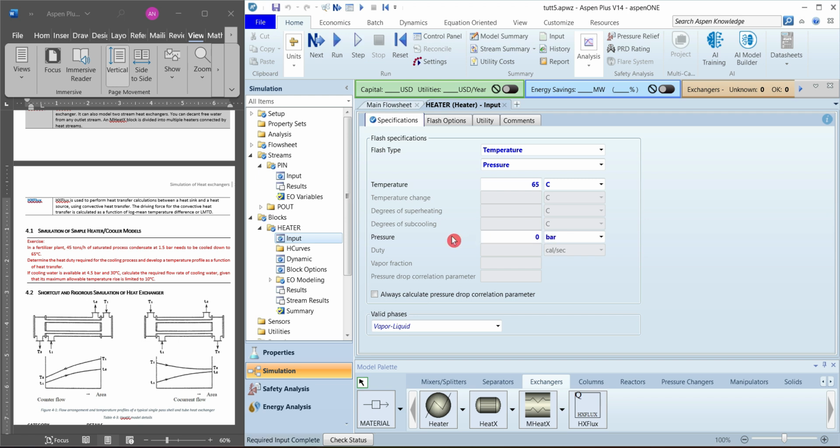Aspen assumes that 0 means no pressure drop. Otherwise, we can put the same value of 1.5 over here, that will be the same meaning, 1.5 bar. So both have the same meaning. If you do know the pressure drop other than 0, then you can put a minus value over here. Minus will be considered as negative from the inlet pressure. So that's it. With this, we can run the simulation.